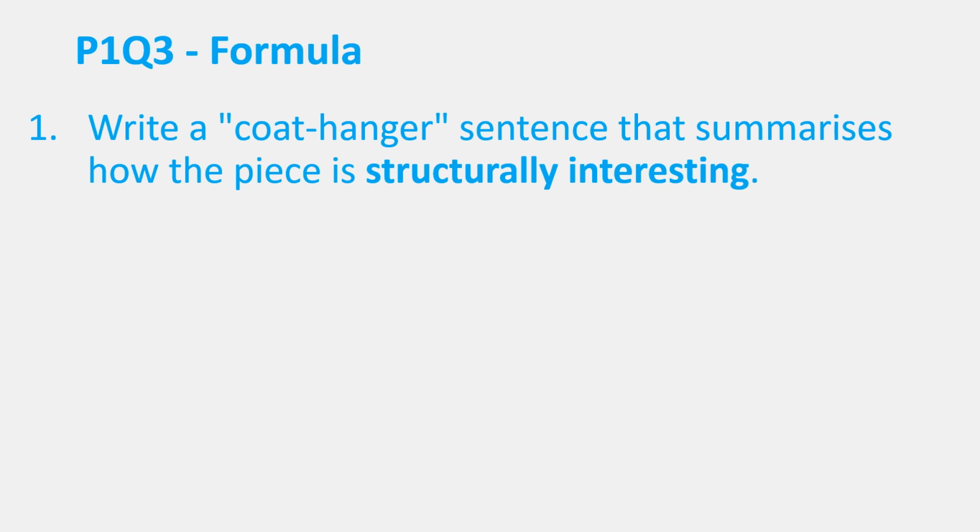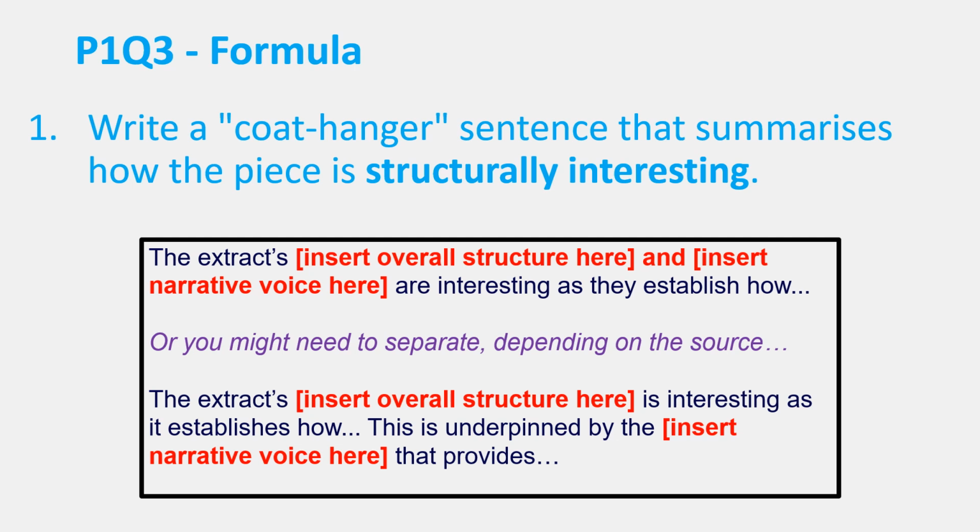Now we are really clear and prescriptive about how you must start your paper 1 question 3 answers, and here it is. You have basically 2 options. But what you must talk about first of all is the overall structure of the piece. What's the overall feeling structurally of the piece? Is it linear and chronological, or is it non-chronological? Is there frequent use of flashback or flash forward, analepsis or prolepsis? Is it chaotic?